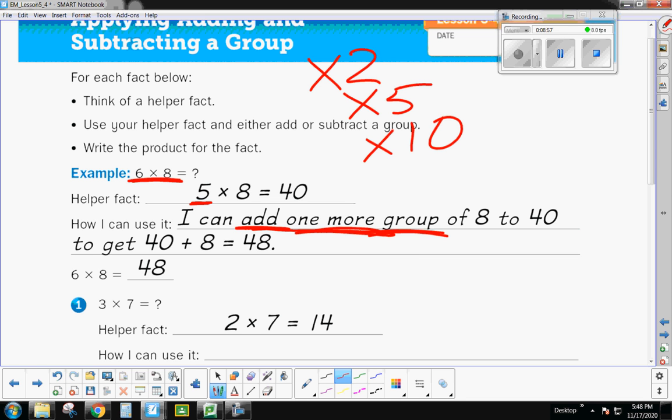Boys and girls never know, should I add another group of 6? Do I add another group of 5? Do I add another group of 8? There's all these numbers. Again, what number is in both problems? 8, right? So I'm going to add a group of 8 to 40 to get 48. So 6 times 8 is 48.